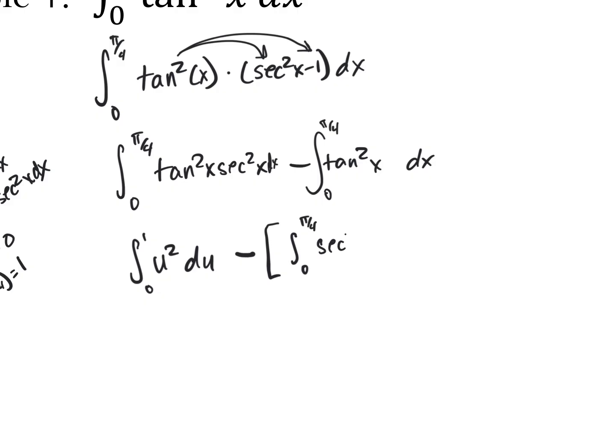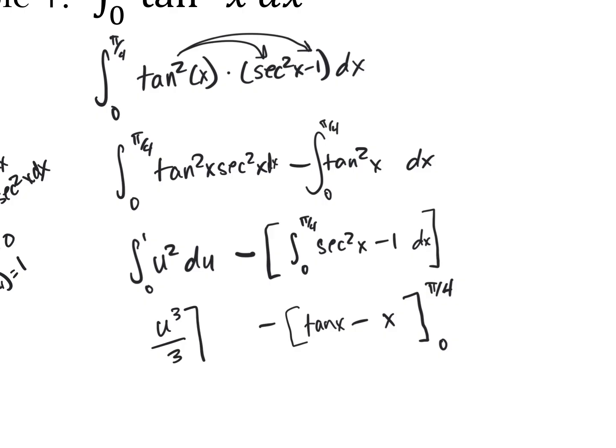Secant squared minus 1. You guys, what's the integral of secant squared? It's the integral of 1. We seeing it? And then what about u squared? U to the third over 3. And that one's evaluated from 0 to 1.